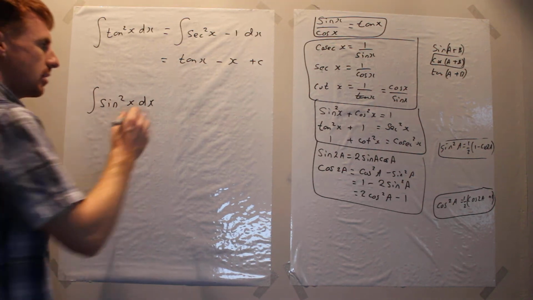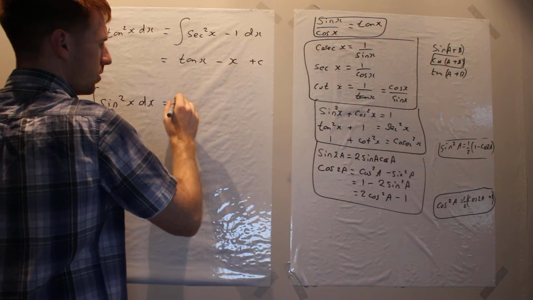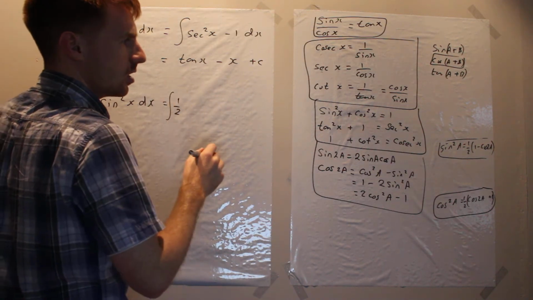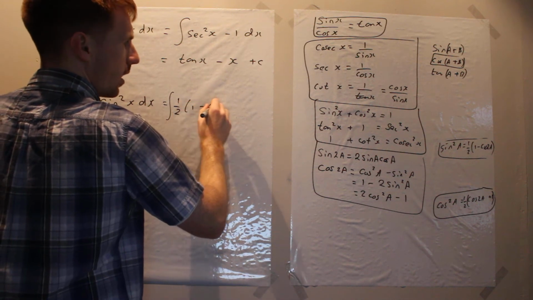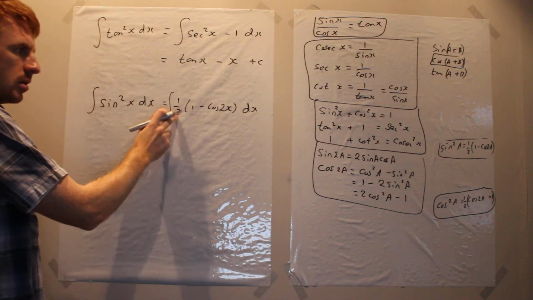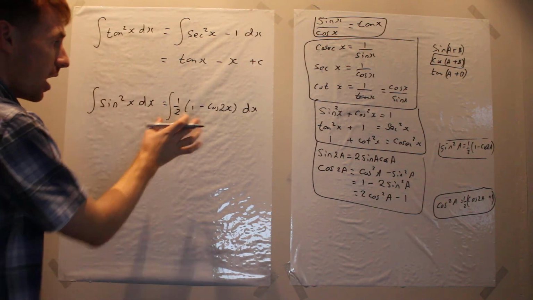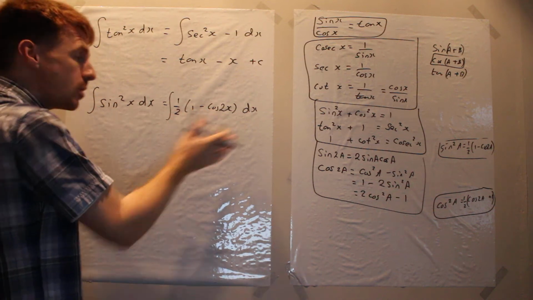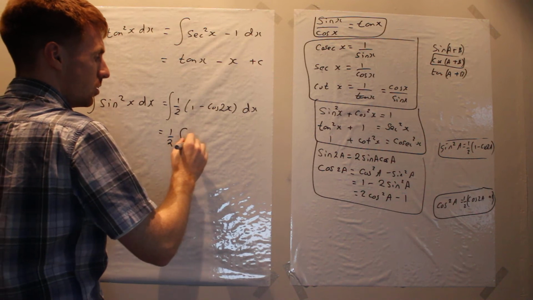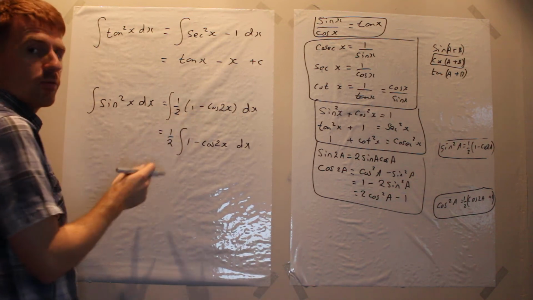Now, sine squared of x dx. I'm going to replace sine squared of x with a half of 1 minus cos 2x. This is the integral of a half, 1 minus cos 2x dx. Little trick of the trade, if you've got a factor inside your entire integrand, you can take it out. So I'm going to take that half out. I'm going to have a half of the integral of 1 minus cos 2x dx. I'm allowed to do it because this is a common factor.